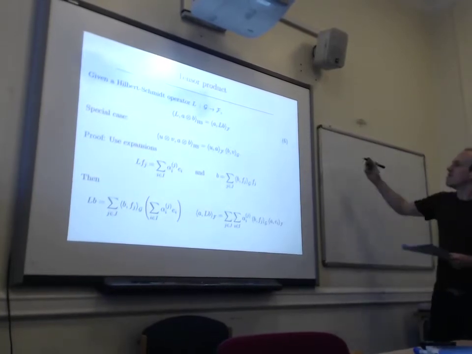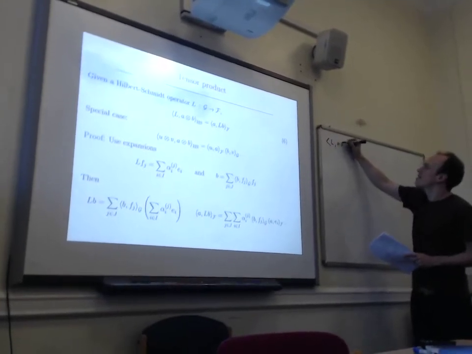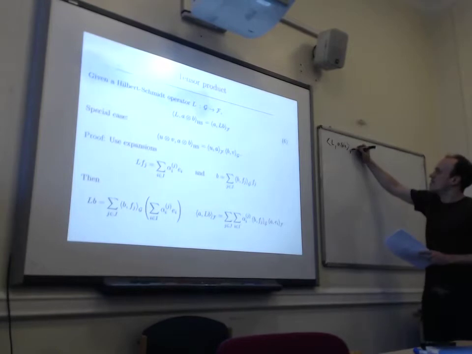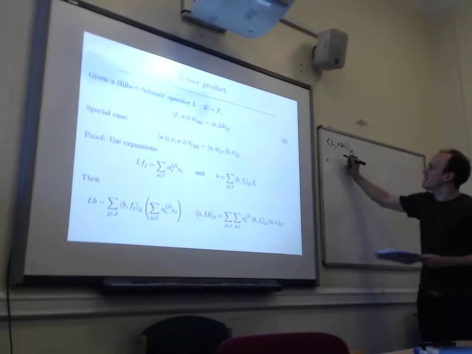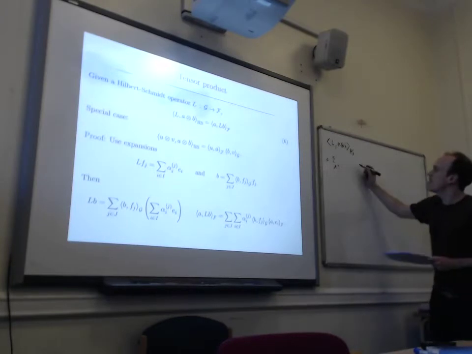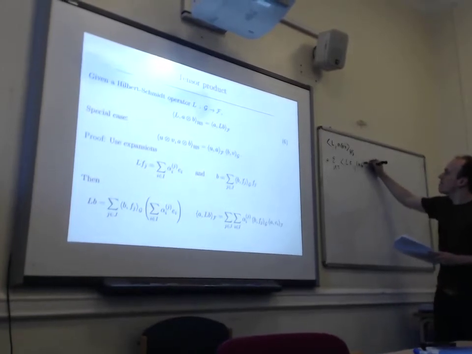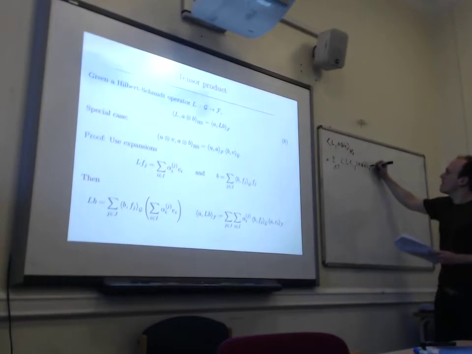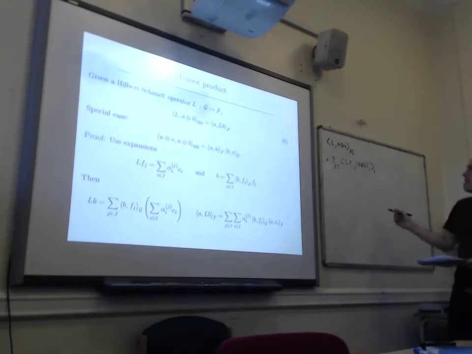So let's start with this inner product, L, A, B, in the Hilbert space. What does this look like? Well, we've said that the inner product is the sum over j in J of the inner product of L F_j and A B F_j, and this is taken now in the F space. So this is my definition of an inner product.